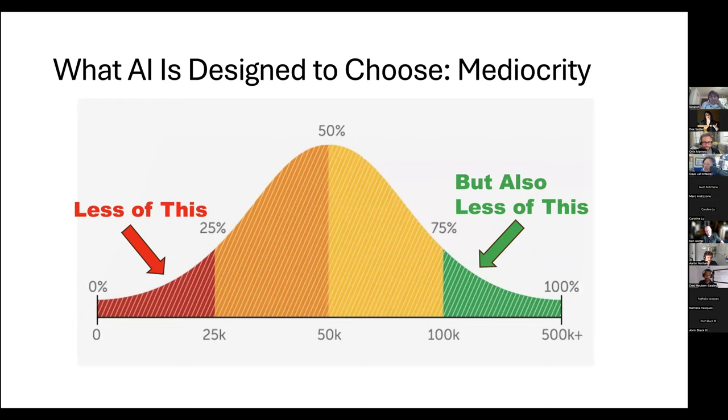Because AI is designed to choose mediocrity. You're not going to get completely galactically stupid things, but you're also not going to get the break out of the box Steve Jobs type innovative insights, because that's not what AI is doing. It's basically a bot that's looking at a big spreadsheet and choosing the most popular answer. So when you use AI in certain ways, you're not going to blow up and get something stupid, but you're not going to get something brilliant either. You're going to get something that's good enough.